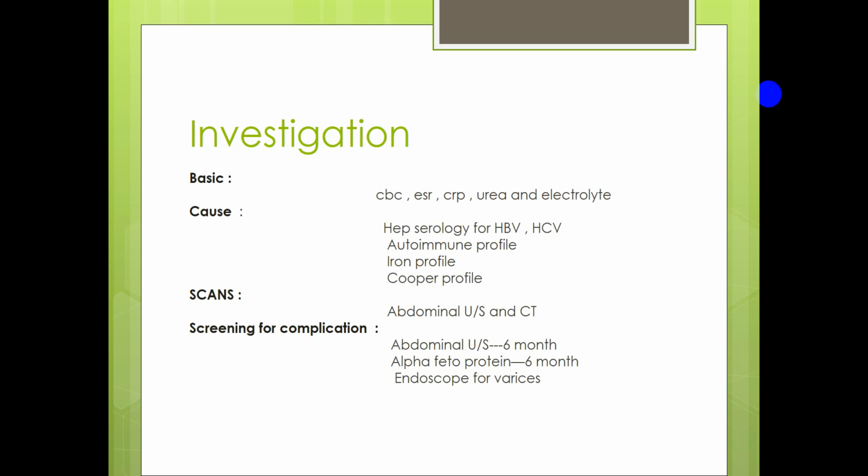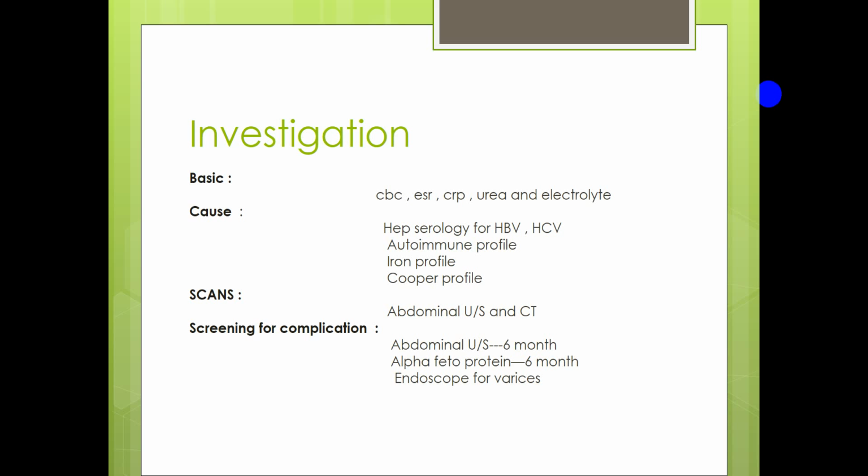And investigation for the cause, you will do hepatitis serology for HBV and for HCV. You will do an autoimmune profile to exclude autoimmune hepatitis, primary biliary cirrhosis, and sclerosing cholangitis, an iron profile to exclude hemochromatosis, and a copper profile to exclude Wilson disease. For the scans, you would do abdominal ultrasound to diagnose, and if you suspect any other lesion in the liver like malignancy, one of the causes of hepatomegaly.